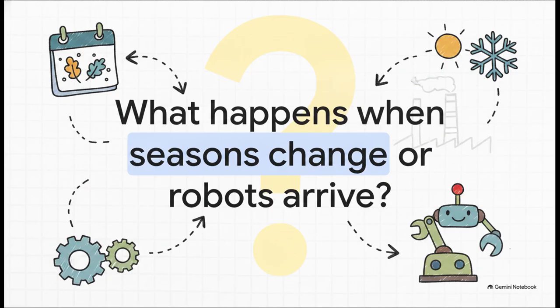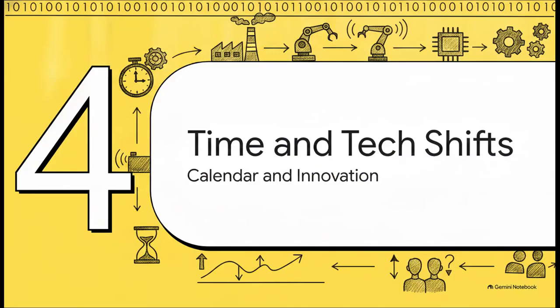So that covers structural capacity and education mismatches. But it naturally makes you wonder, what happens when the seasons change or when the robots arrive? Let's move to layer 4 and see how this builds. Shifts in time and tech, left behind by the calendar and innovation.